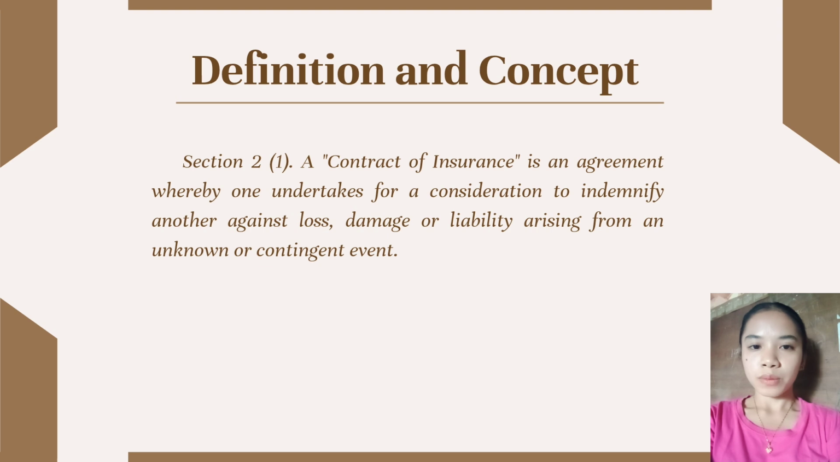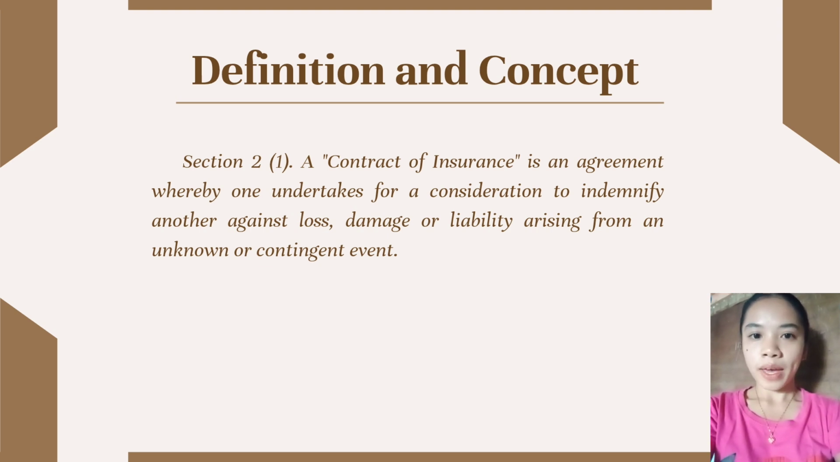So first we have the definition and concept. According to Section 2, a contract of insurance is an agreement whereby one undertakes for a consideration to indemnify another against loss, damage, or liability arising from an unknown or contingent event. So an insurance contract consists of an insurable interest, risk assumption by the insurer, distribution of actual losses among similar risks, and payment of premium.